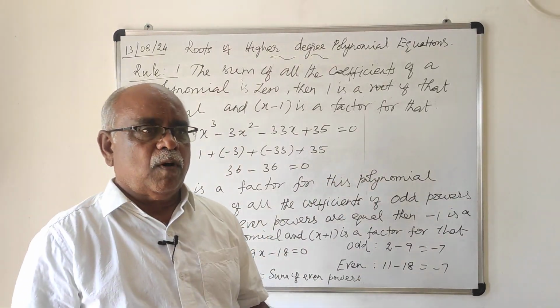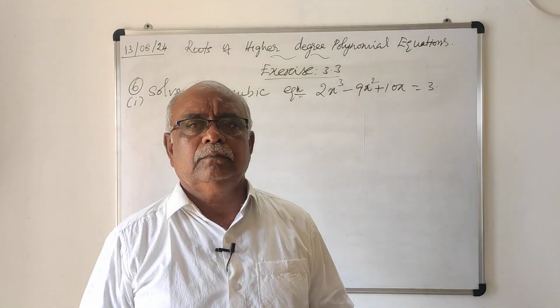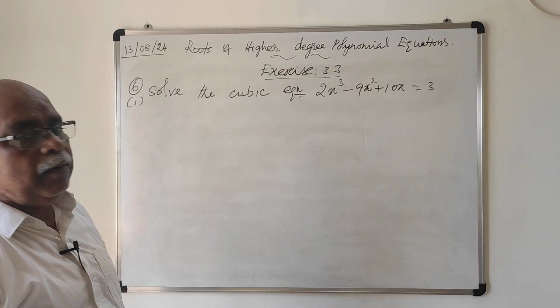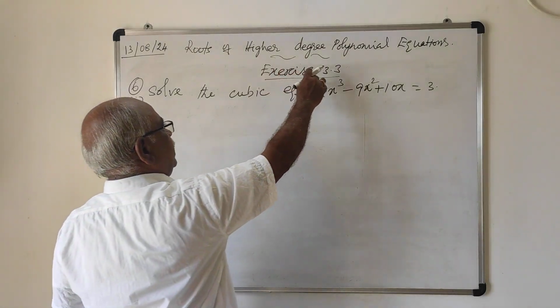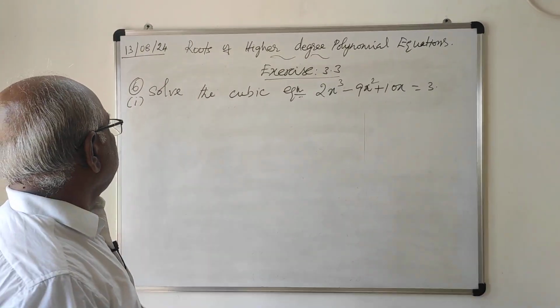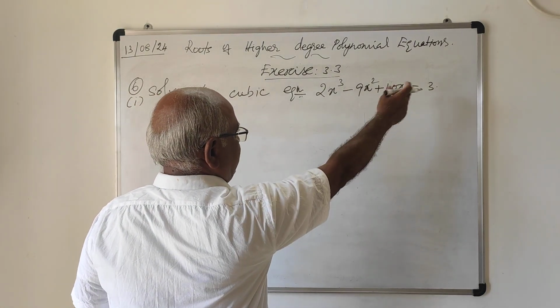We will solve some problems using these rules now. Now, I am going to solve one problem in exercise 3.3 using the rules I have given so far. Solve the cubic equation 2x cube minus 9x square plus 10x equal to 3.